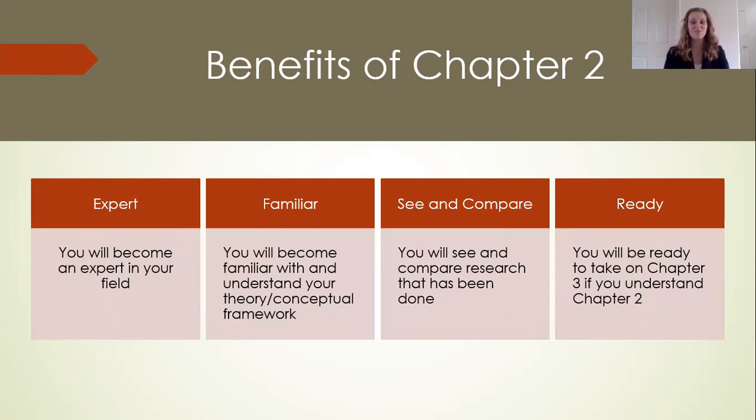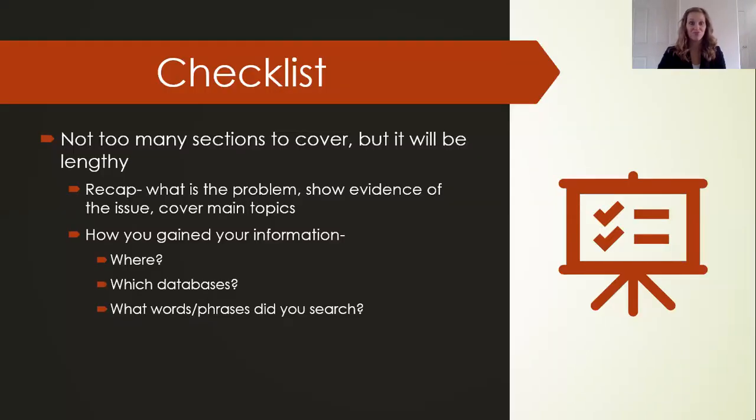Okay, you also get to see and compare research that has been done. So we did this before, you were collecting research and you were saying what has been done, you were looking for where further information is needed, where research is warranted, and you'll be able to see all of that come to life in your Chapter 2 because you'll have a whole section that states everything that has been done regarding your question, your field, your specific area that you're studying, as well as all the things that have not been done or discovered. And then you will be ready to take on Chapter 3 if you fully understand Chapter 2.